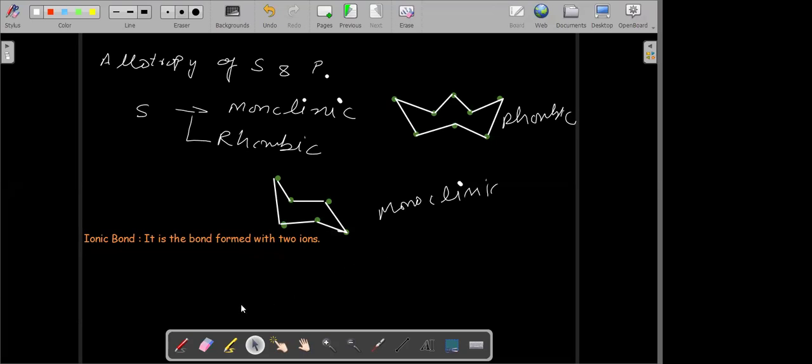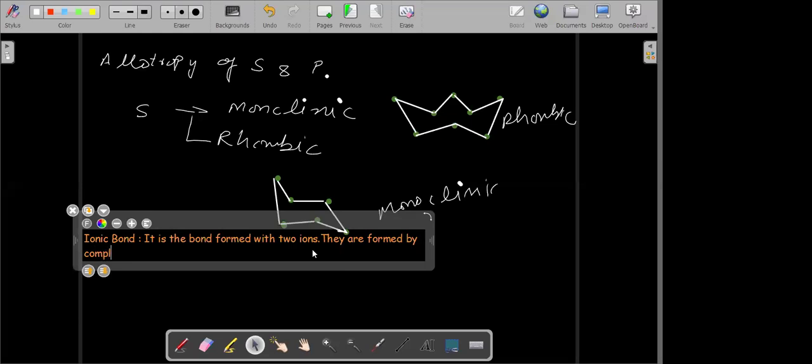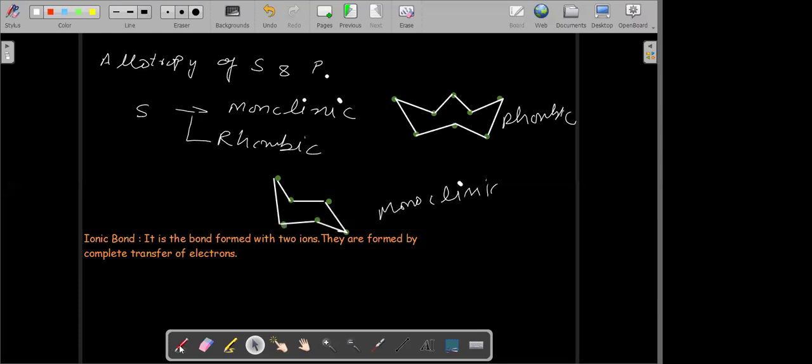Since they have the charges, that means they are formed by the complete transfer of electrons. So here you can add one more thing, that they are formed by complete transfer of electron. The ionic bond is the bond which is formed by the complete transfer of electron.